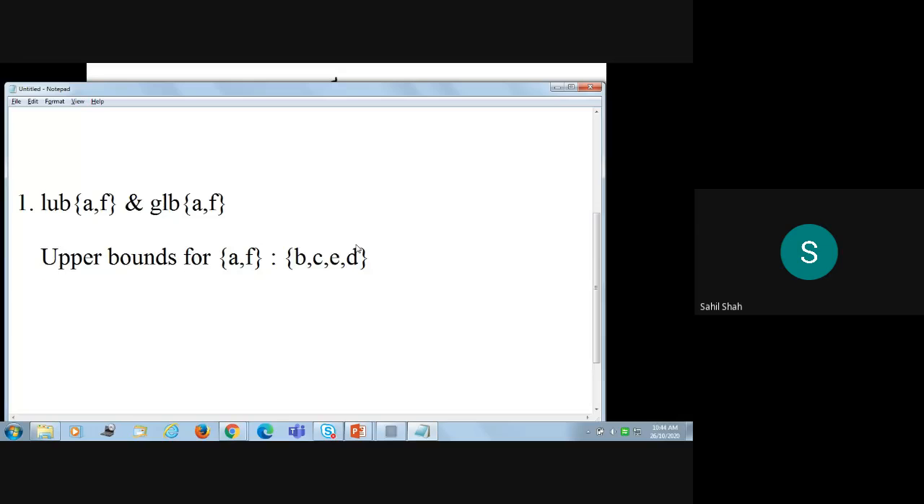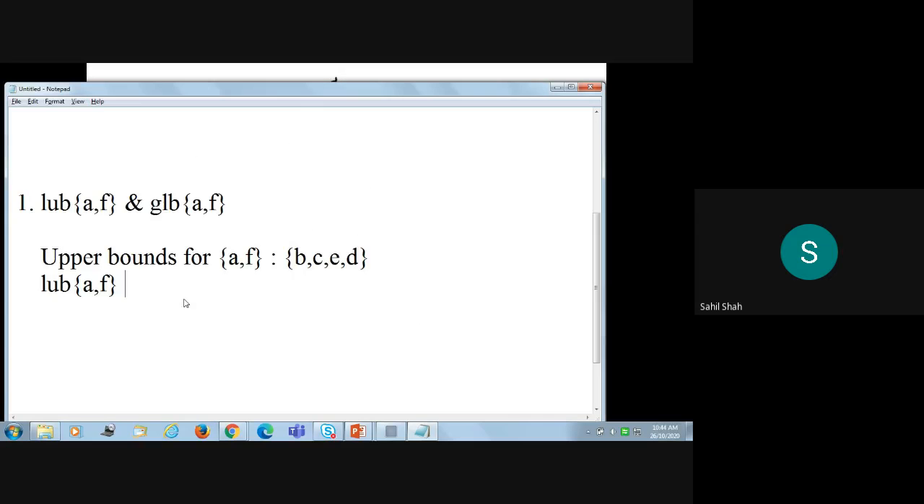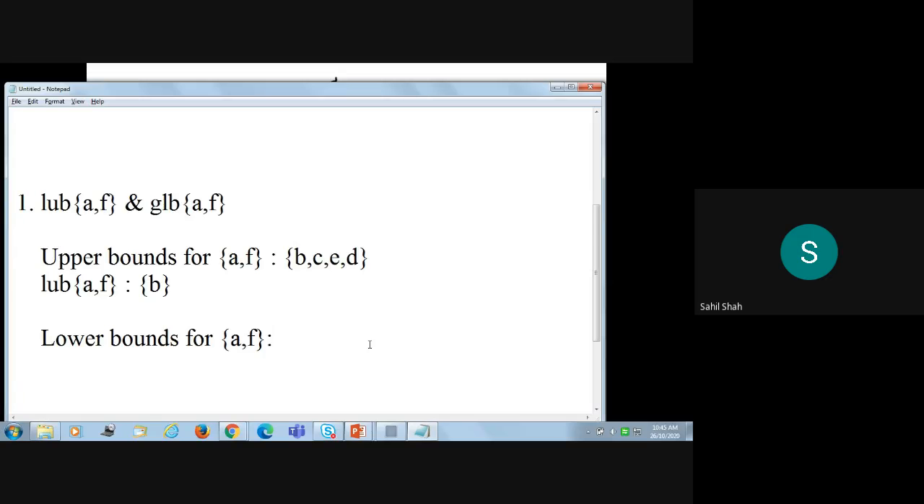Further to that, it is asked what is the least upper bound of A comma F. So you have to relate B, C, E, D. B is present at the lowest level in comparison with C, E as well as D. So I will say the least upper bound of A comma F is B. Further, I will write the lower bounds for A comma F. Let us check whether there is any element lying at the bottom of A and F. There is no element below A and F. So what is the lower bound of A comma F? It is the empty set, nothing. If there is nothing, what will be the greatest lower bound of A comma F? Nothing. The greatest lower bound does not exist for this example.